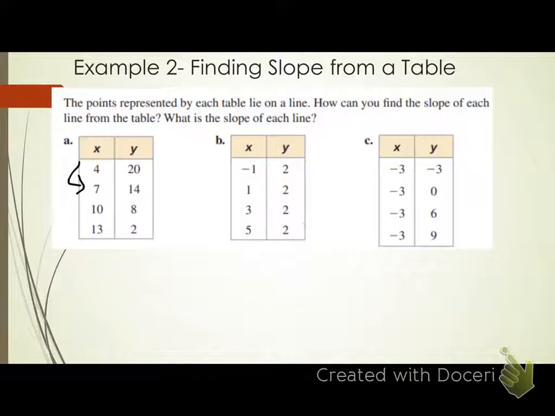How do I get from 4 to 7? 7 to 10. 10 to 13. Do I just do it for the x's? Nope. Well, and the y's. So 20 to 14, subtract 6. 14 to 8, subtract 6. 8 to 2, subtract 6.